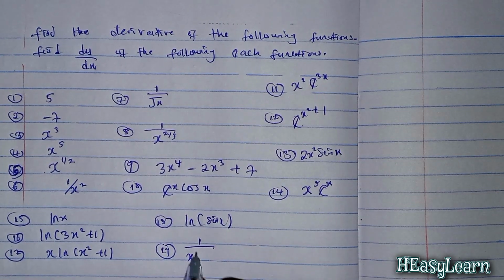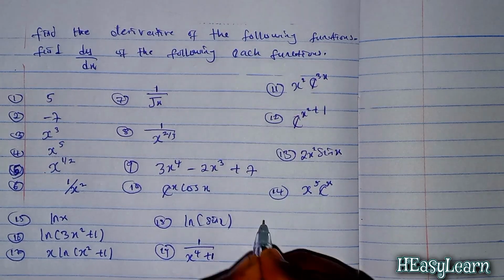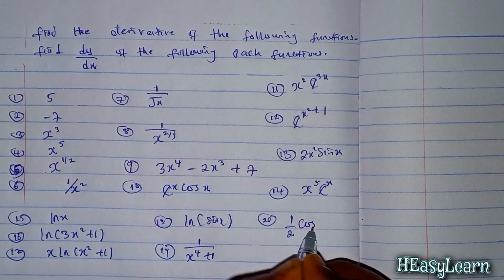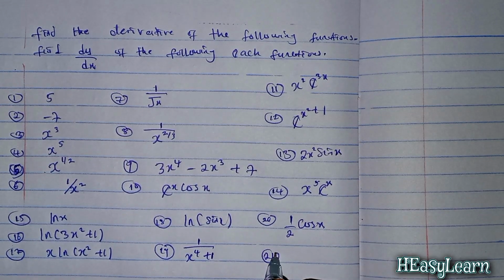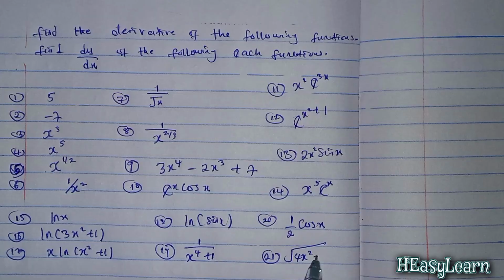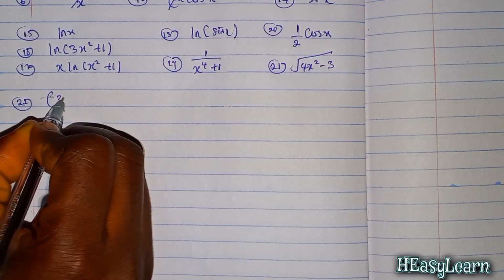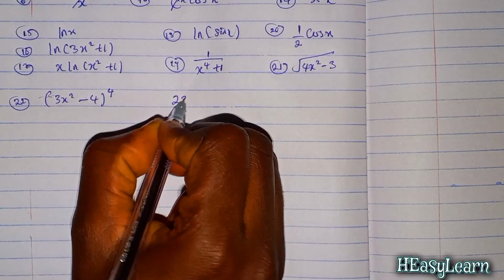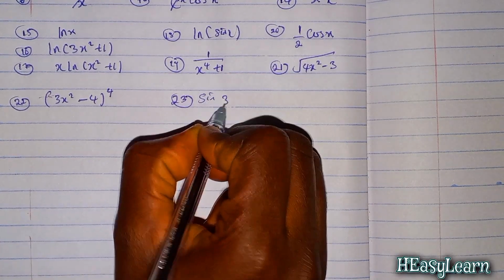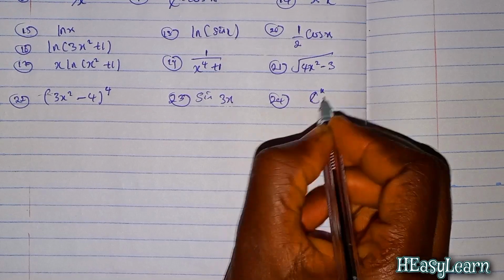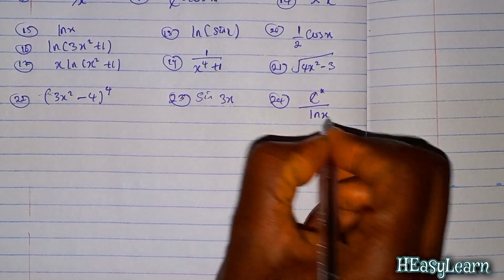1 over x to the power of 4 plus 1, 1 over 2 cos x, square root of 4x squared minus 3, 3x squared minus 4 to the power of 4, sine 3x, exponential x over ln x.